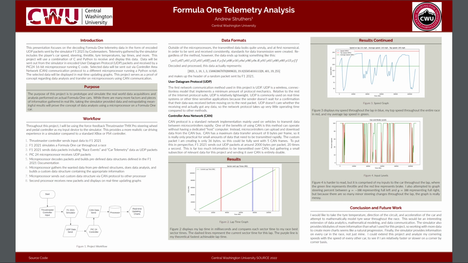Data will be sent out from the simulator encoded in User Datagram Protocol or UDP packets and then received by a Microchip PIC24 16-bit microprocessor running C code. Then selected data will be sent out via controller area network or CAN communication protocol to a different microprocessor running a Python script that will then just gather and display the analyzed data on some updating graphs. So this project serves as a proof of concept regarding data analysis and transfer on microprocessors using CAN communication.